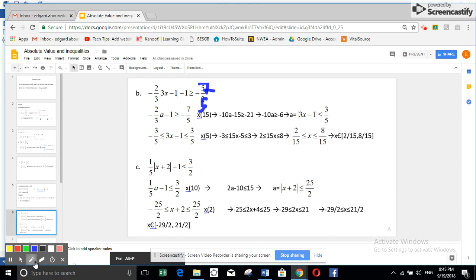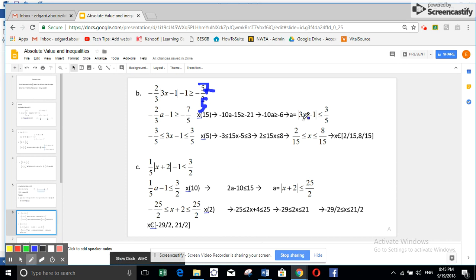So here in that case, I multiply all. You have 5 and 3. I multiply by 15. 15 over 3 is 5, so minus 10a. And 15 times 1 is minus 15. 15 over 5 is 3 times 7, minus 21. You bring minus 15 to the other side, it will be minus 6. Since the coefficient of a is negative, when you divide, you put less or equal, and a is nothing else than absolute value of 3x minus 1, less or equal to 3 over 5.